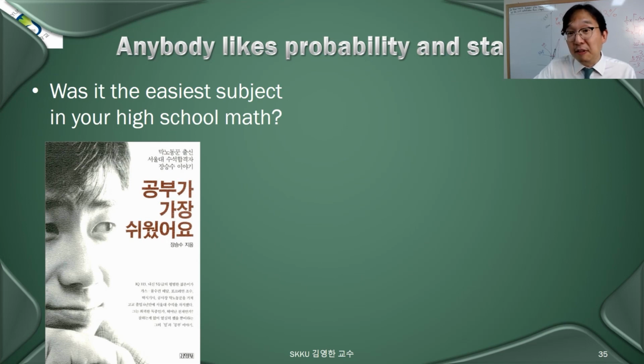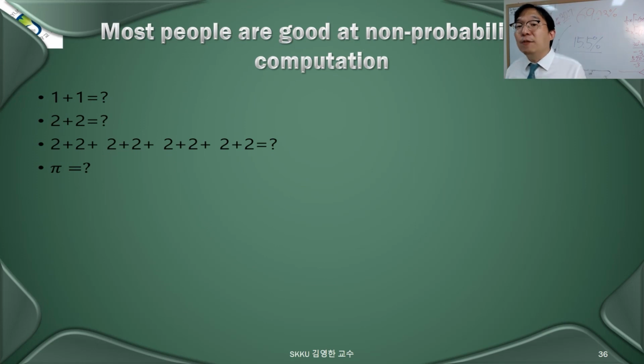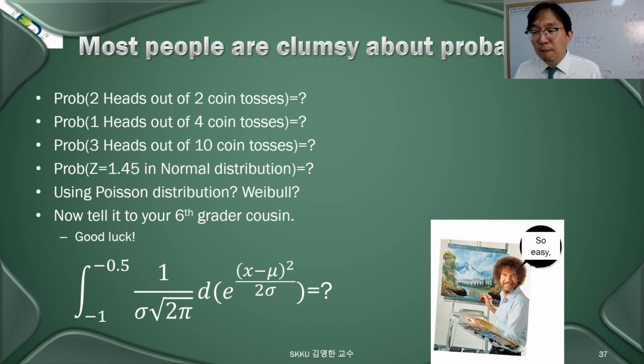People hate this subject. Speed of calculation is fast when the numbers you have to calculate are definite. 1 plus 1 is 2, 2 plus 2 is 4, 2 plus 2 plus 2 plus 2 plus 2 plus 2 plus 2 plus 2 is 16, and pi is 3.14. That's easy. But when it comes to probability calculation, it takes time. For example, the probability of having 2 heads out of 2 coin tosses. Already you have to think about multiplication. 1/4. Okay. Probability of having 1 head out of 4 coin tosses. Now you have to think about combination. See, it's 4 choose 1 times 1/2 to the fourth. How about 3 heads out of 10 coin tosses?